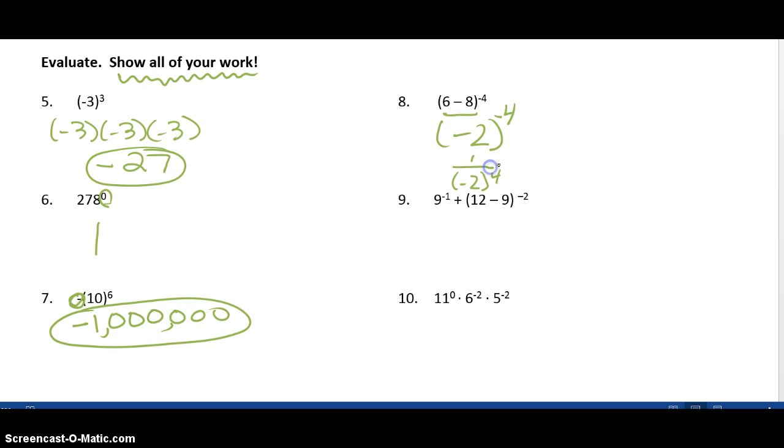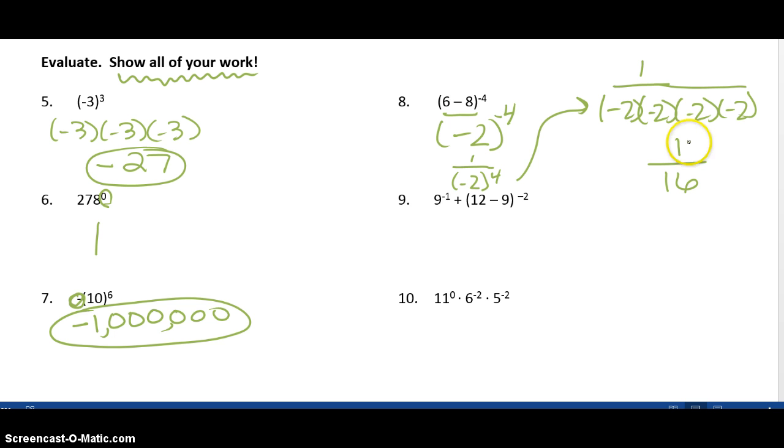Now we've made that exponent positive by using the inverse. Remember that negative 2 still is in parentheses. So this is saying 1 over negative 2 times negative 2 times negative 2 times negative 2. There are four negative numbers we're multiplying, so our answer is going to end up being a positive number. And it ends up being 1 over 16. 2 times 2 times 2 times 2 is 16. So 1 over 16.